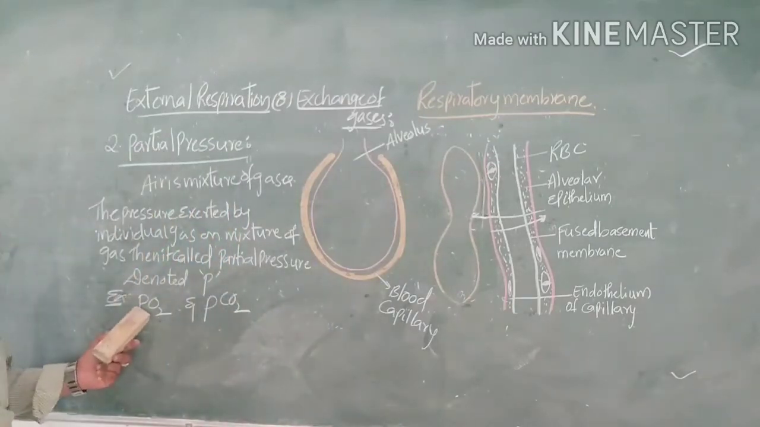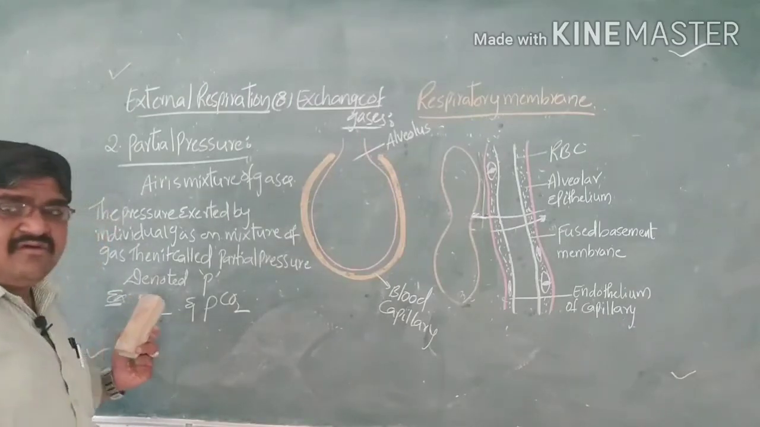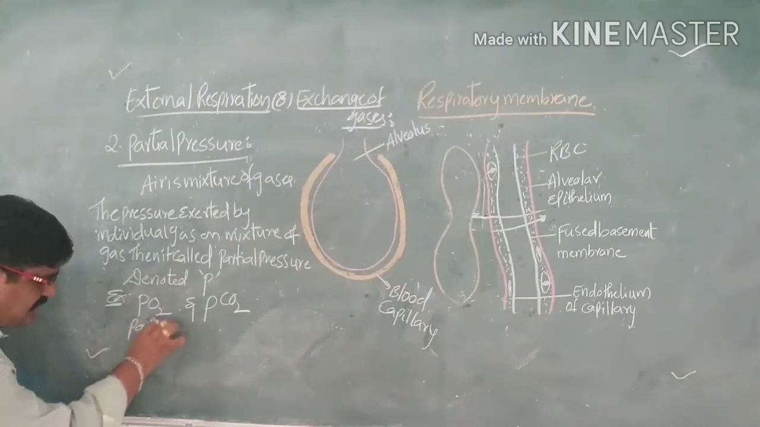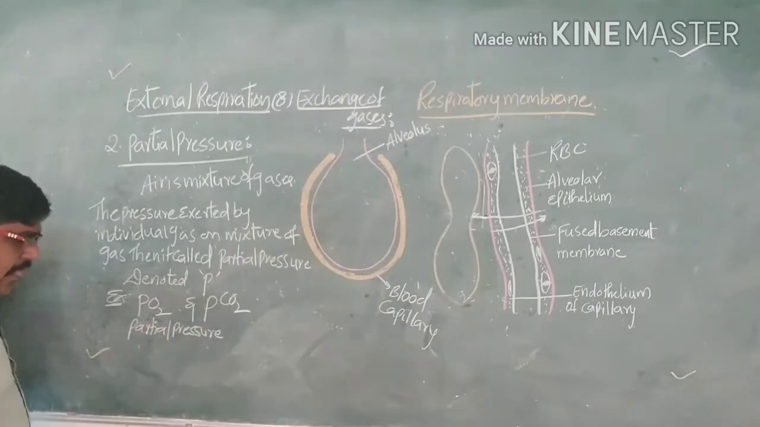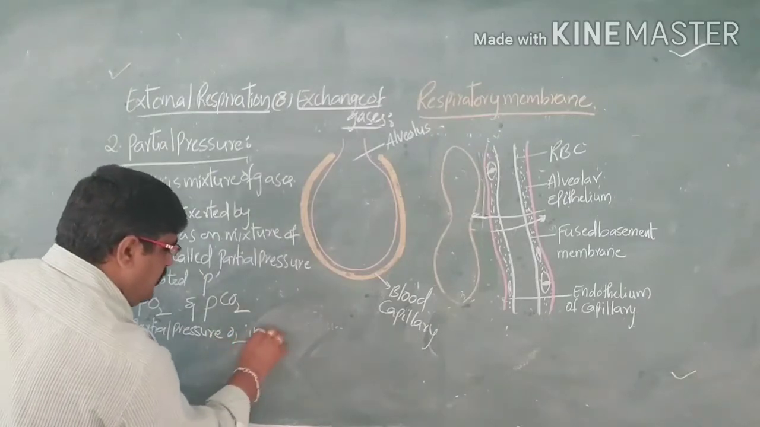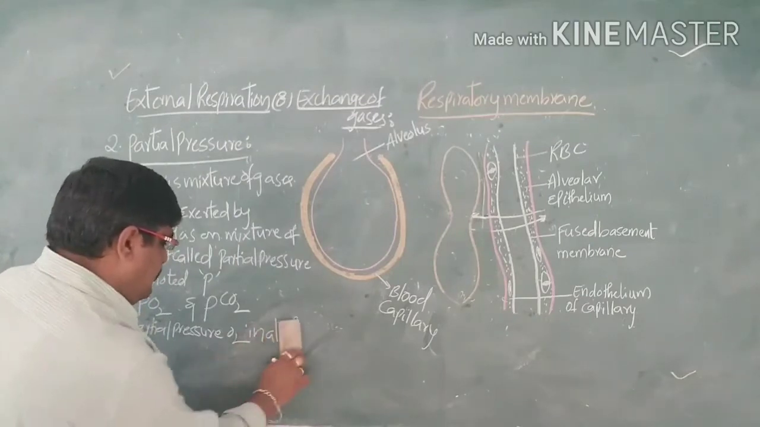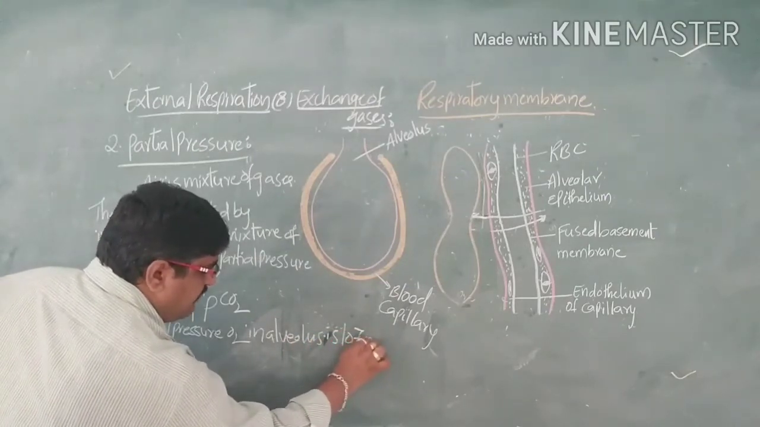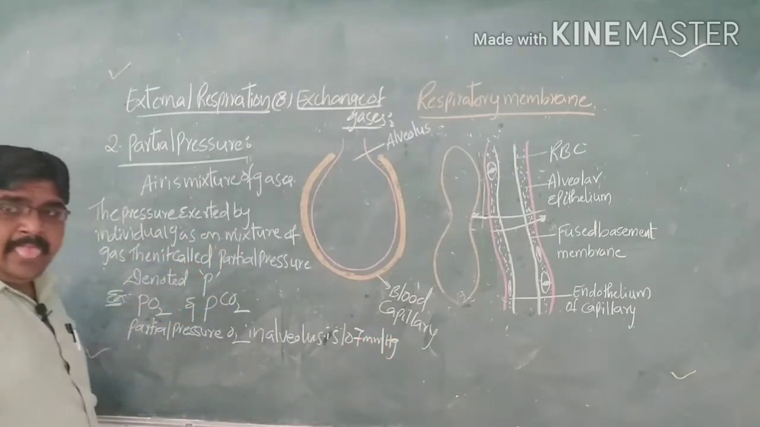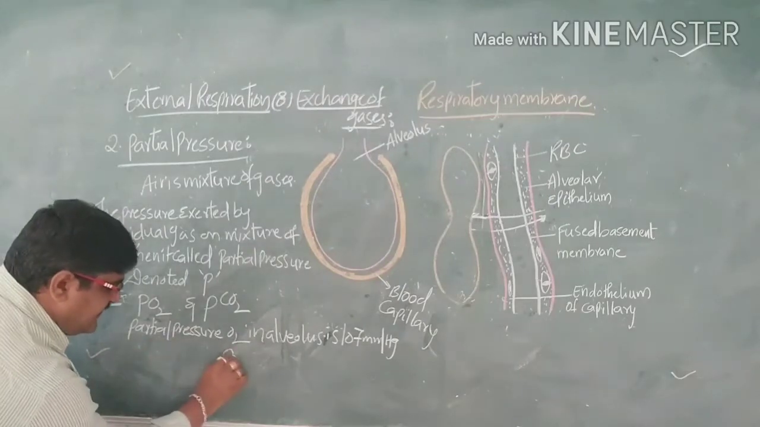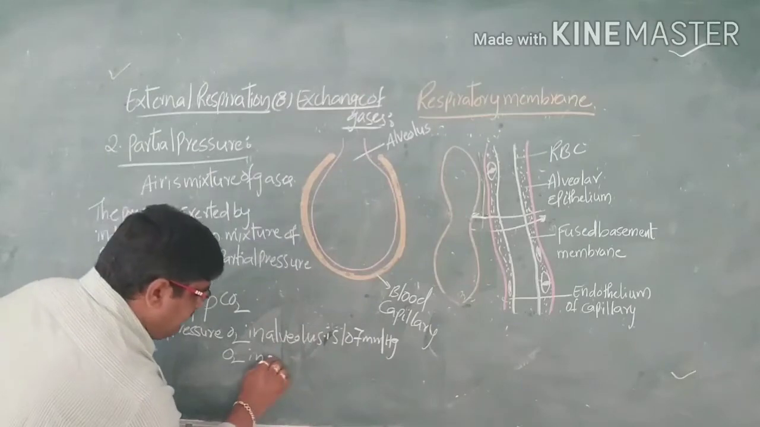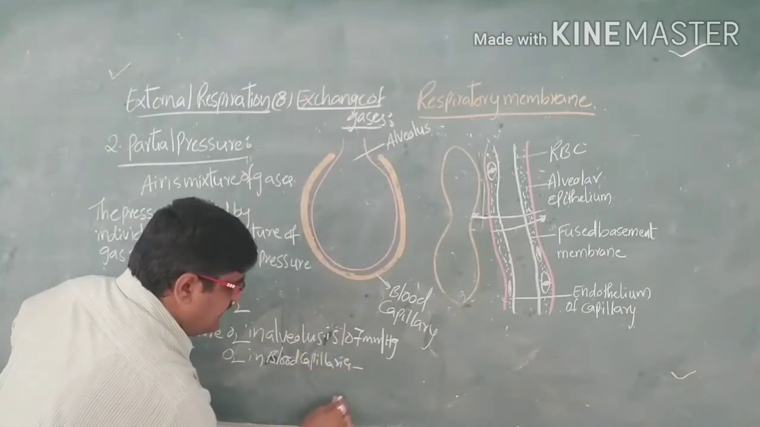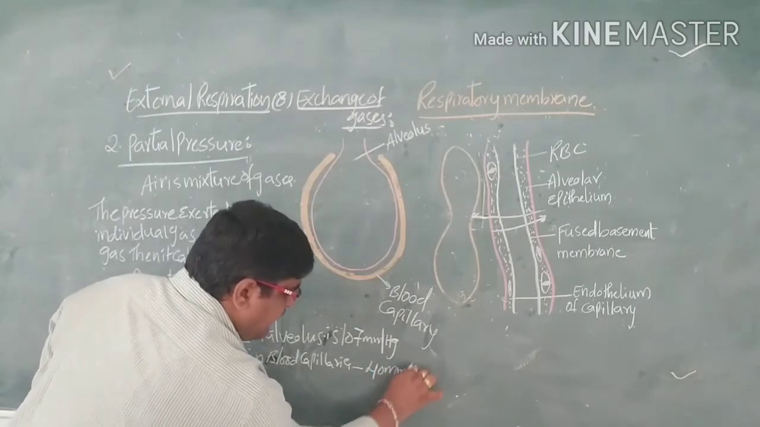The partial pressure of oxygen in the alveolus is 107 mmHg, and the partial pressure of oxygen in the alveolar capillaries, or blood capillaries, is 40 mmHg.